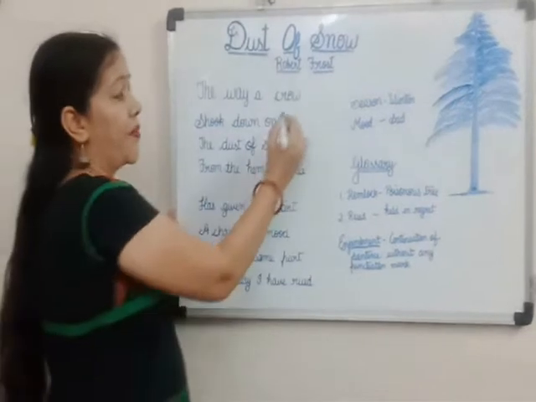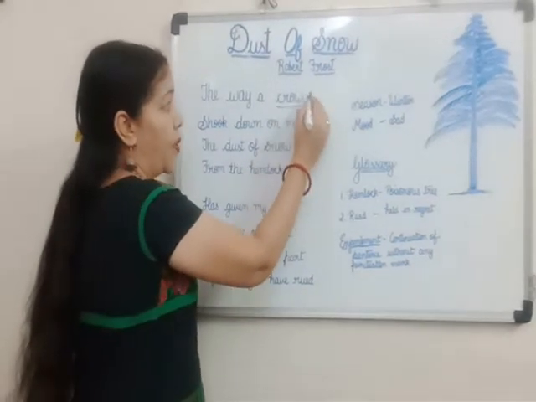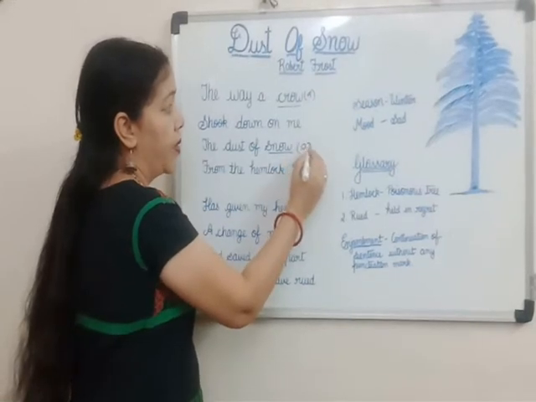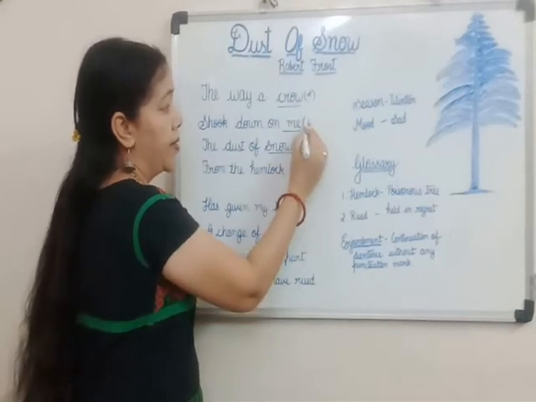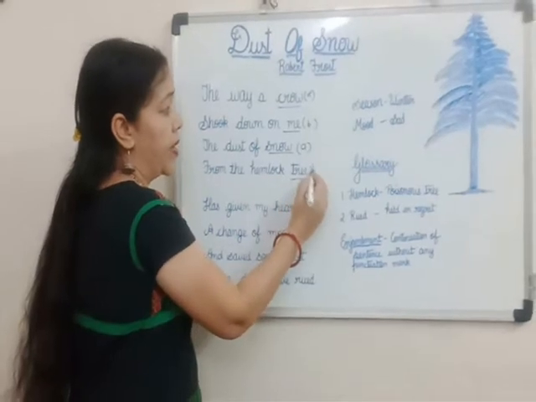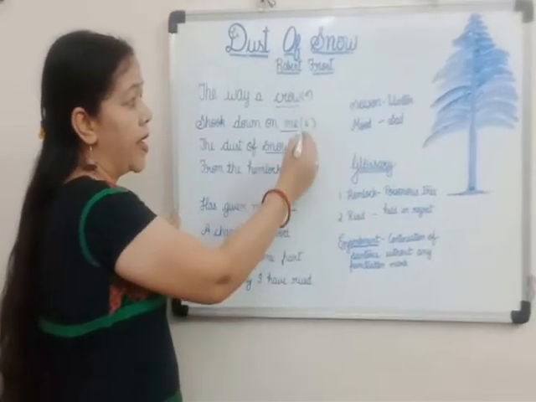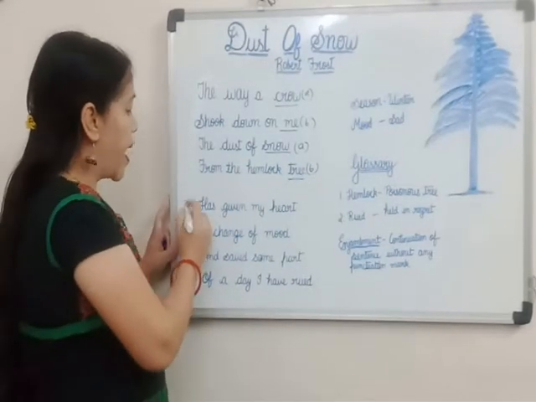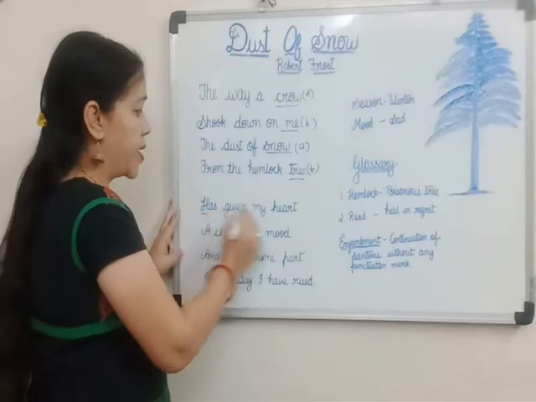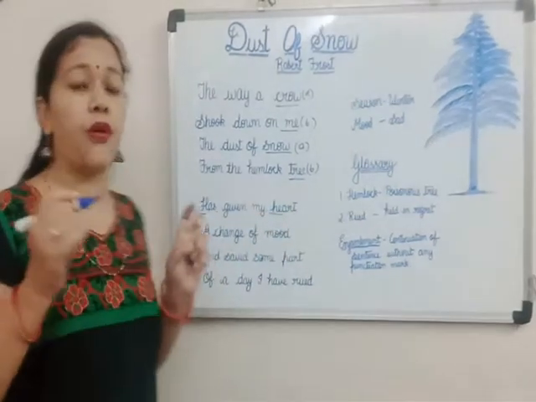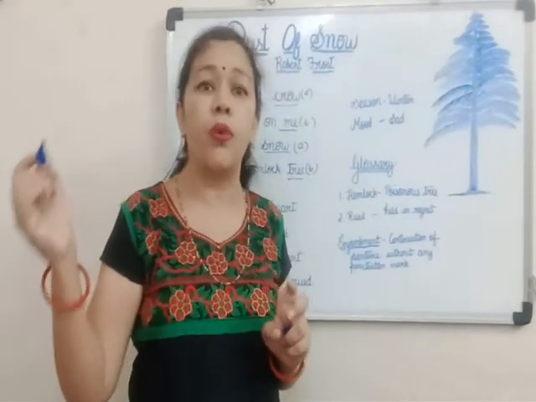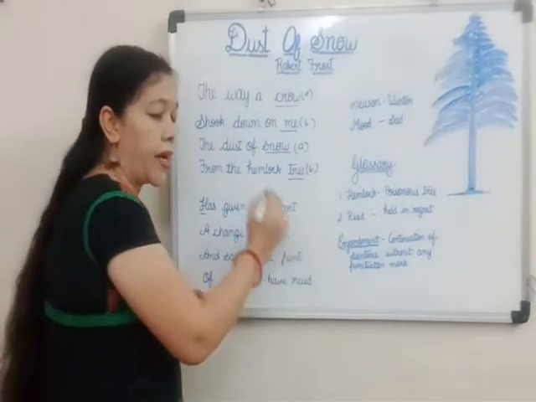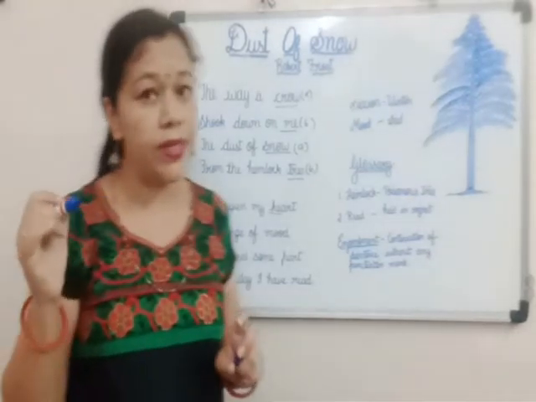The rhyming scheme of this poem is: crow is rhyming with snow, and me is rhyming with tree. So the rhyming scheme here is A, B. The figure of speech used here is alliteration. Alliteration is the repetition of a consonant sound two or more times in a sentence, and here has and heart are coming, which is a consonant sound.